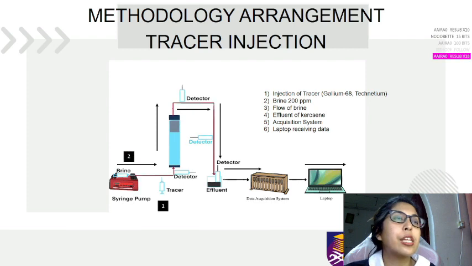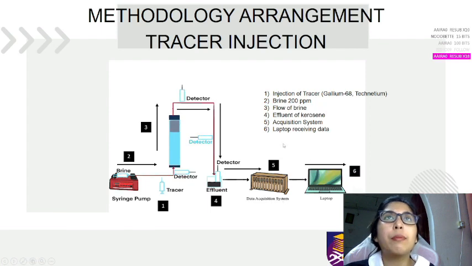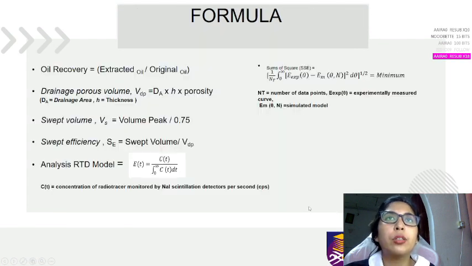Then for the second step, we inject the brine through the SANDPACK column, and it will flow through here, and the detector will detect. Then the flow of brine produces an effluent of kerosene over here. The detector signal goes through the data acquisition system, and the data is received on the laptop through here.